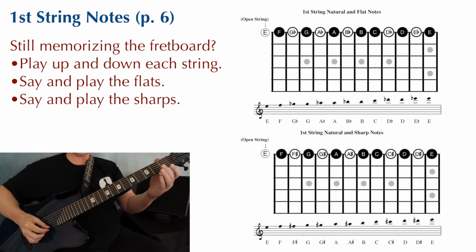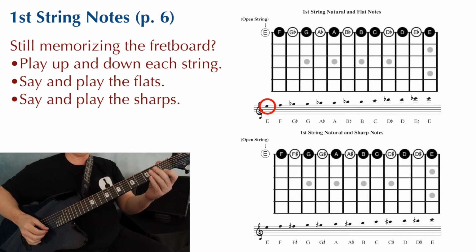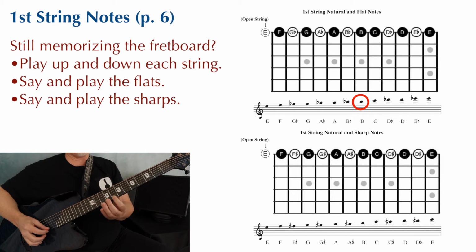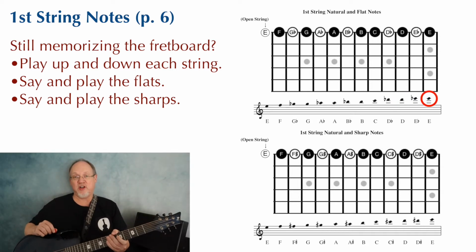So I could play the open E, and then F, G flat, G on the 3rd fret, A flat, 5th fret, A, B flat, B, C on the 8th fret, D flat, D, E flat, and E, and then you could do that with sharps as well.